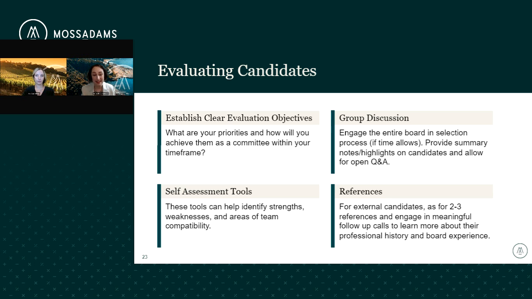And then finally, references. Not all boards do this, but especially if you're bringing in a substantial group of new people, it can be really helpful to check references, to have that follow-up call and learn a little more about their professional history, their board experience, their experience working on teams, that type of thing. Sometimes references can provide very beneficial context for candidates as you're going through this process.